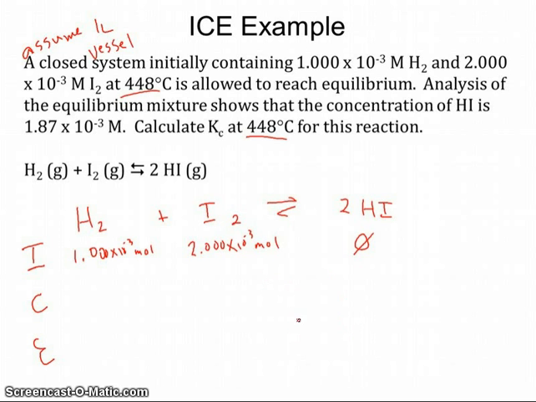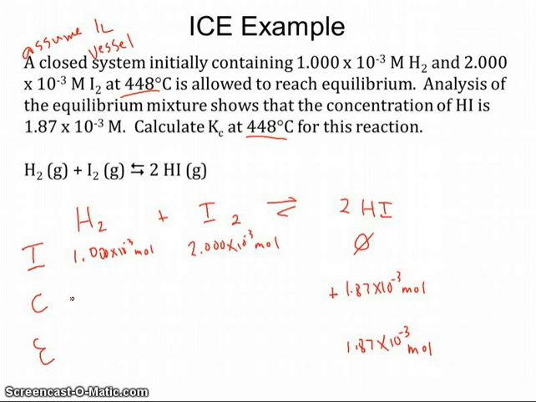And then at equilibrium, it tells me HI is 1.87 times 10 to the -3 moles per liter, which in 1 liter means moles. So the change in HI then had to be positive 1.87 times 10 to the -3 moles. And so we gained that much, so I went from 0 to 1.87 times 10 to the -3. Now I need to use stoichiometry to relate what happens to these guys to what happens to HI so that I can see what my equilibrium concentrations are.